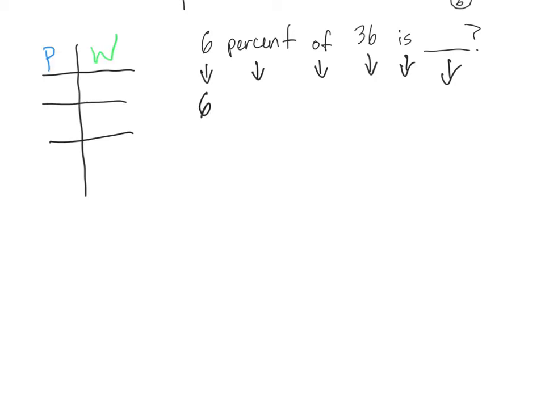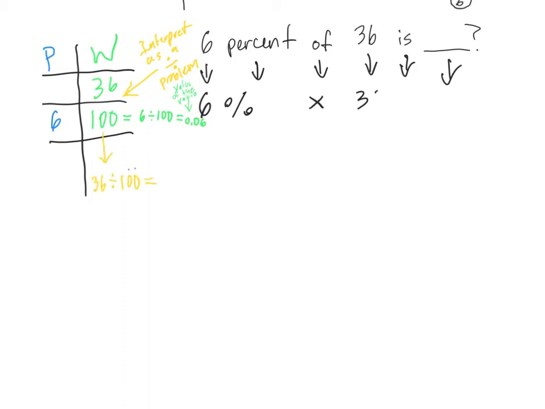6 is already in number form for us. Percentage, 6% is going to look like that. That's how we can start it like this. And of is going to translate to multiplication. 36 is just a number, and is equals. Okay, that's what it means for is.